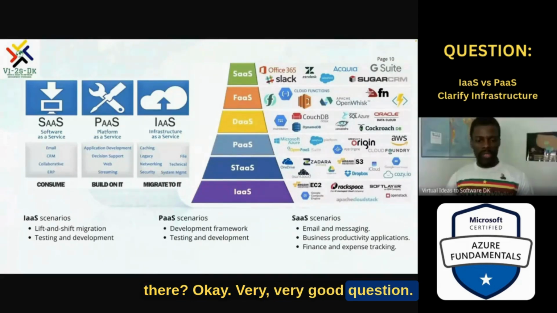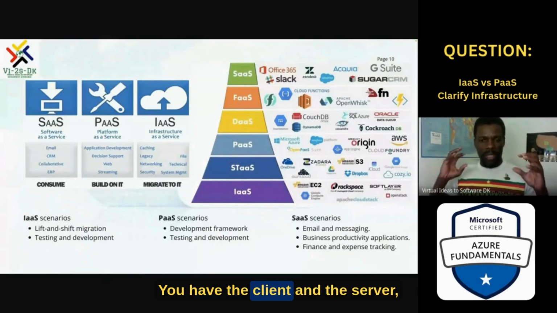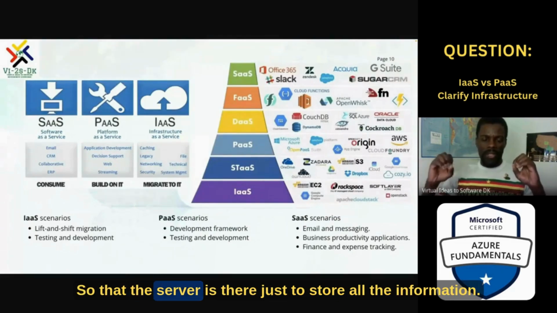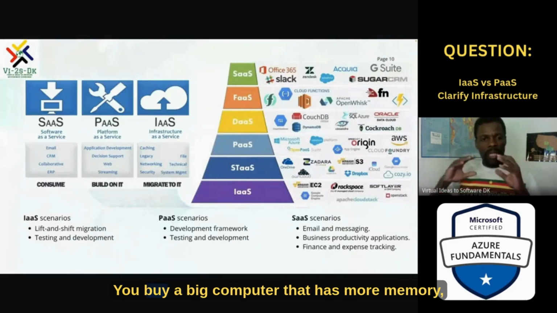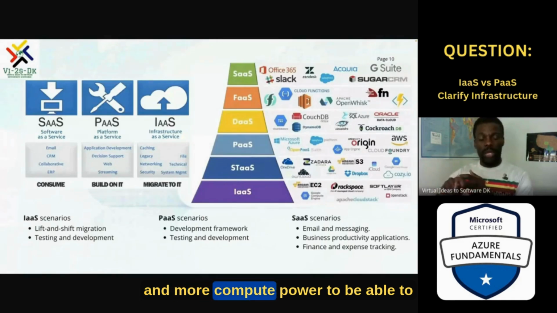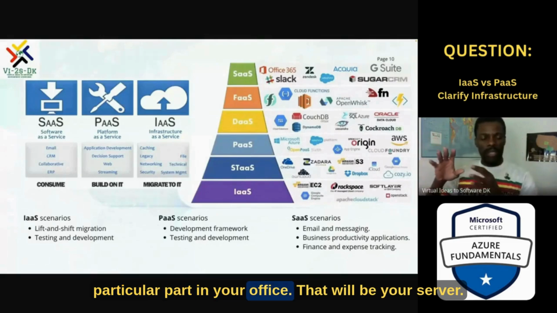Okay, very, very good question. So at the end of the day, there are two kinds of computers, right? You have the client and the server. The concept here is that the server is there just to store all the information. You can decide to have your own server. You buy a big computer that has more memory, more space, and more compute power to be able to save it in your closet or your basement or in a particular part in your office. That will be your server.